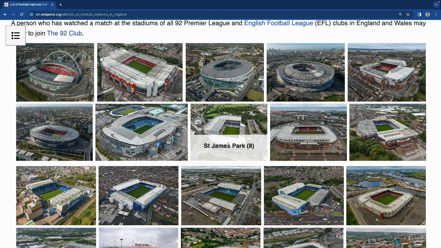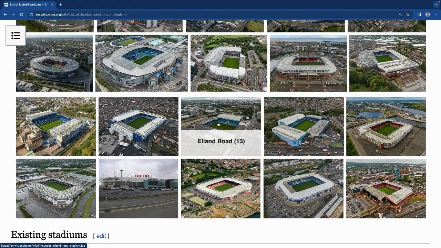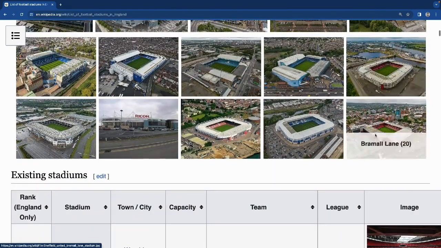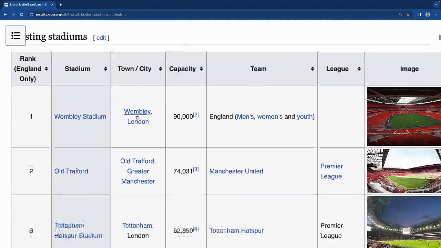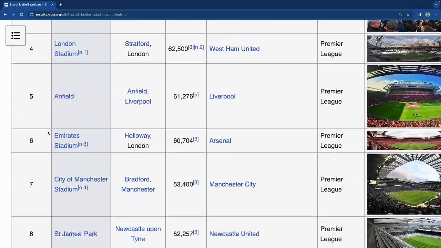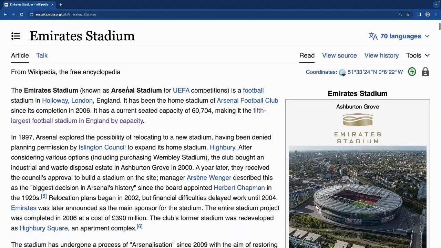you got Stadium of Light, St. James, City of Manchester Stadium, Emirates Stadium, that's one, okay, Stamford, Goodison, Hillsborough, King Power Stadium, I don't know, maybe. So there might be some stadiums which may be named. I wanted to be clear about this one. This is the one known as Arsenal Stadium for the UEFA community, a football stadium in Holloway, London. So this is an example, and you can see the capacity here.